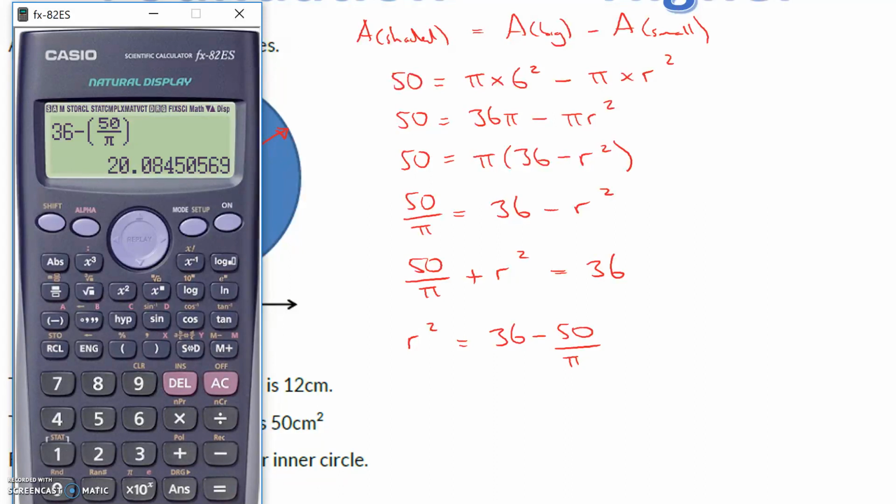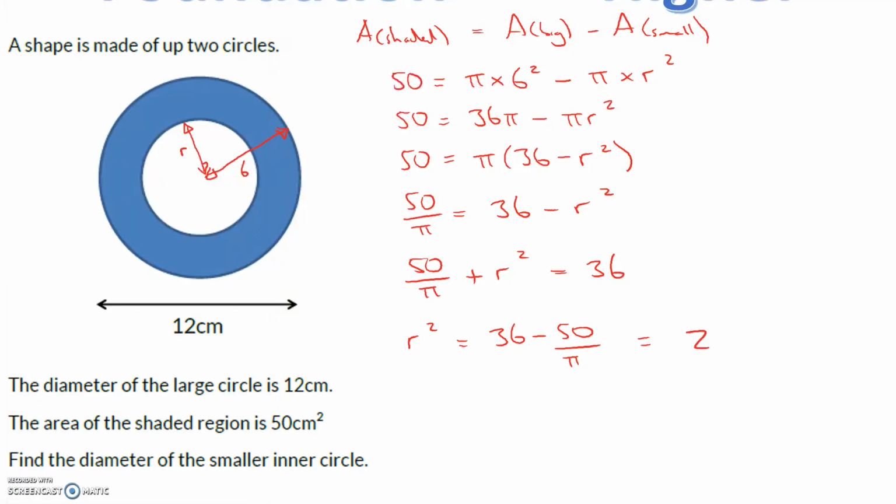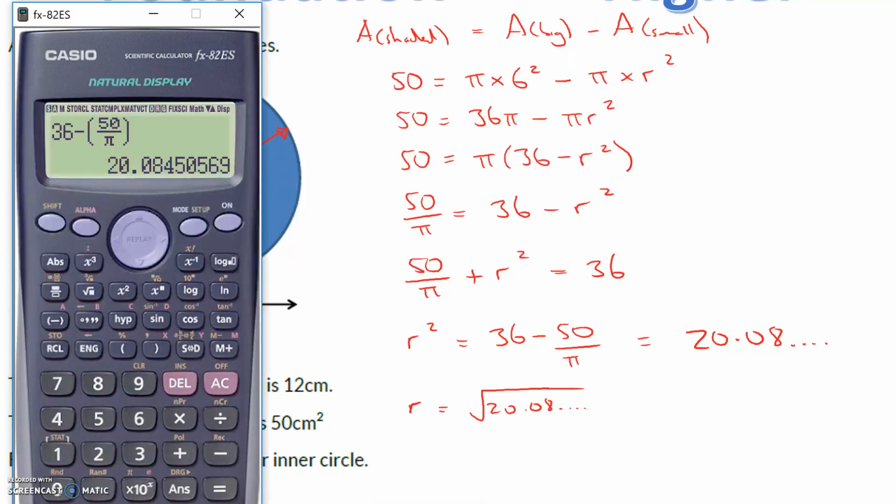That gives us 20.0845 for r squared. So I'm going to put down 20.08. But just to remind me, I've got that number in my calculator. We'll put some dots, so that carries on. Okay, so r squared. How are we going to find out r? We're going to find the square root of that 20.08. But I've still got it in my calculator, so there's no rounding. I'm going to square root my answer. That gives me 4.48.